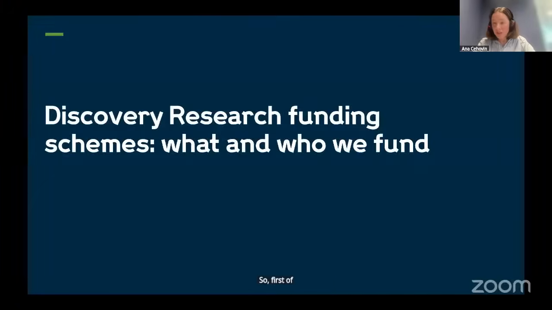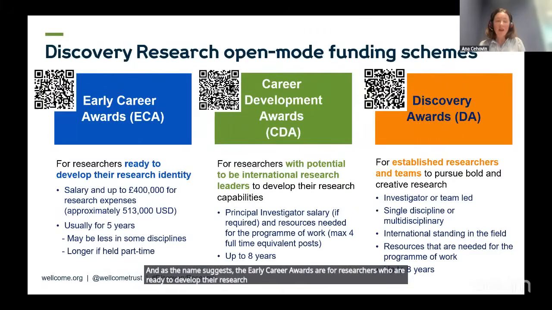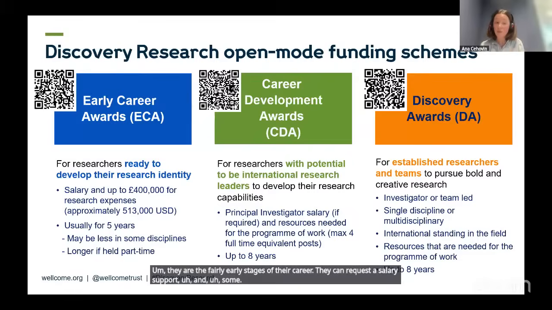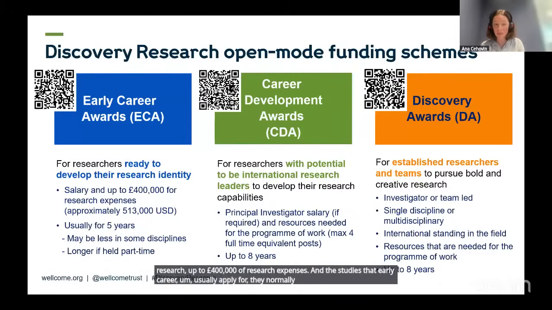So first of all, a little bit about discovery research funding schemes. Discovery research has really simplified their funding modes into three buckets: early career awards, career development awards, and discovery awards. As the name suggests, the early career awards are for researchers who are ready to develop their research identity. They are at the fairly early stages of their career. They can request salary support and up to £400,000 of research expenses. The studies that early career researchers usually apply for normally last about 5 years.